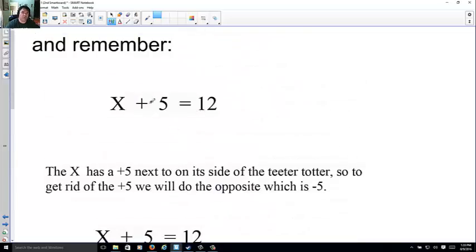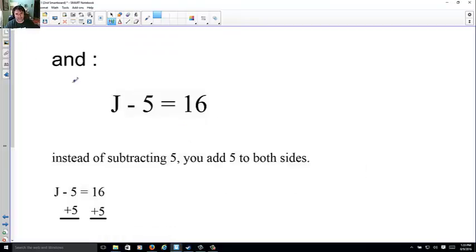Now, how do you know if that's true? We'll just drop it in. If this becomes 7, does 7 plus 5 equal 12? And of course the answer is yes. That's the way to check your work. So it's a good practice to get into.